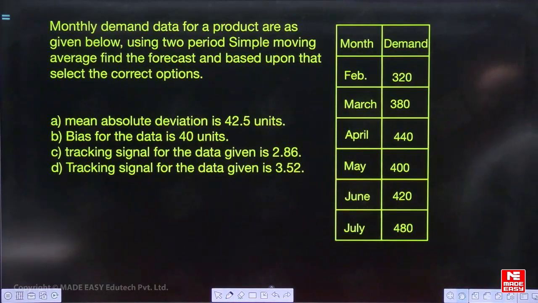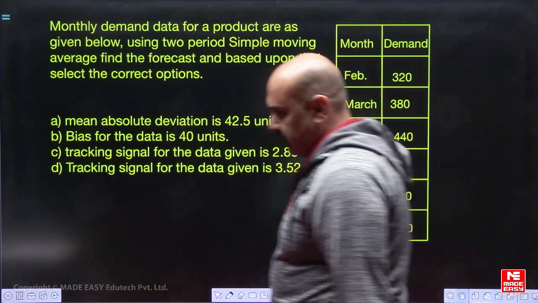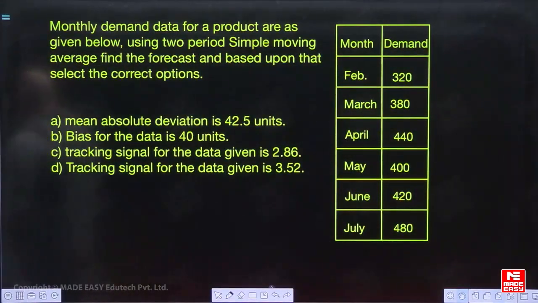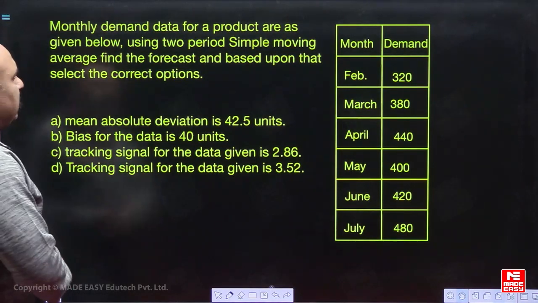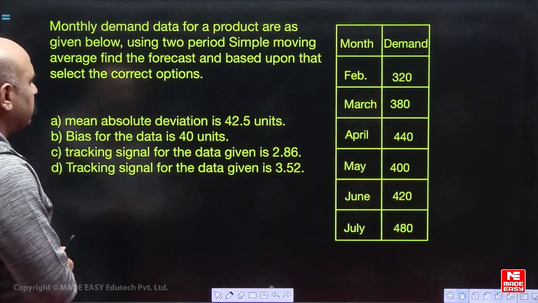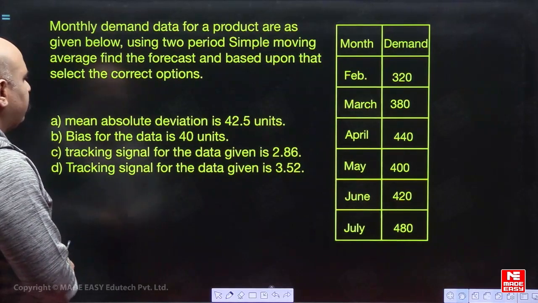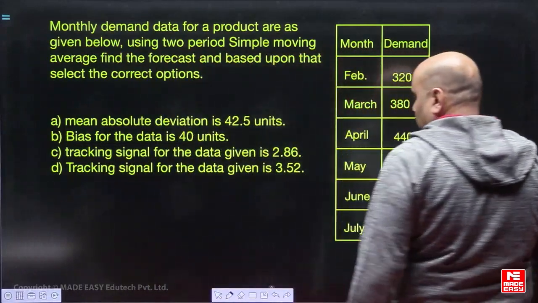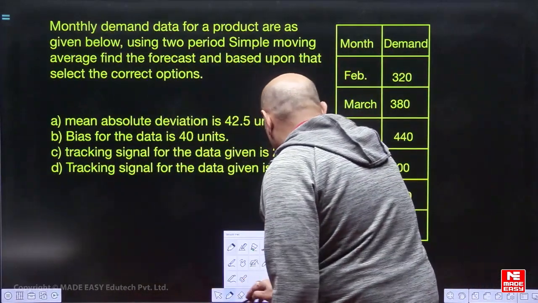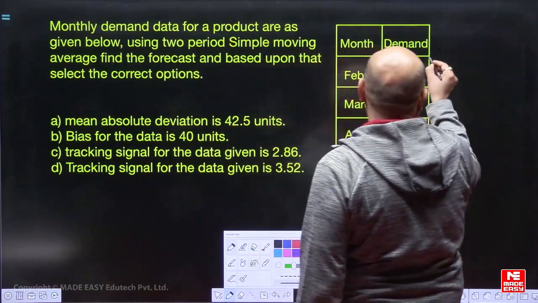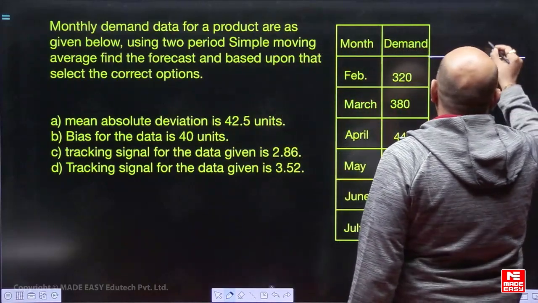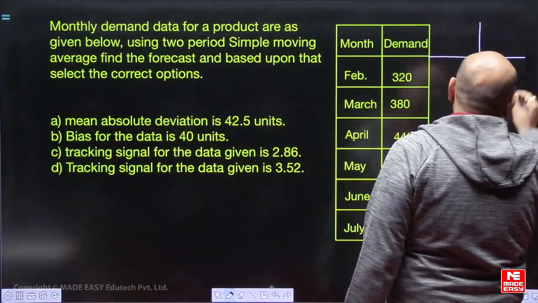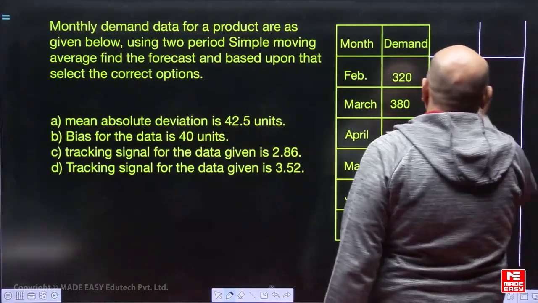Then see, next question I have taken from forecasting. Normally easier topic, but they can ask question from here also. Monthly demand data for a product are given below using 2 period simple moving average. Find the forecast and based upon that select the correct option. So see, first of all, what we are going to do here, we'll make one column for forecast and one column for error.